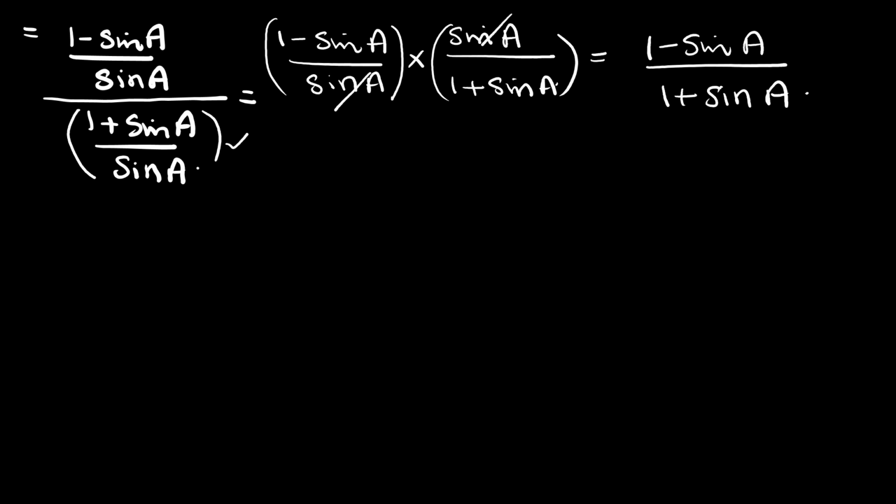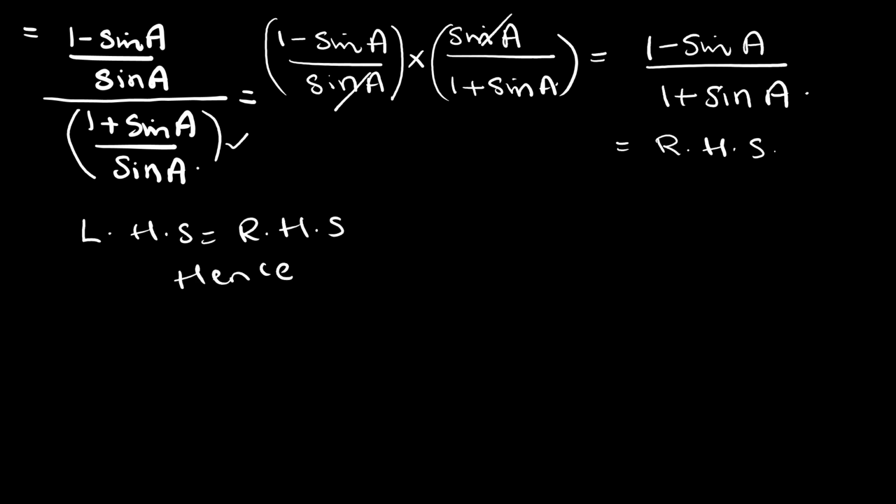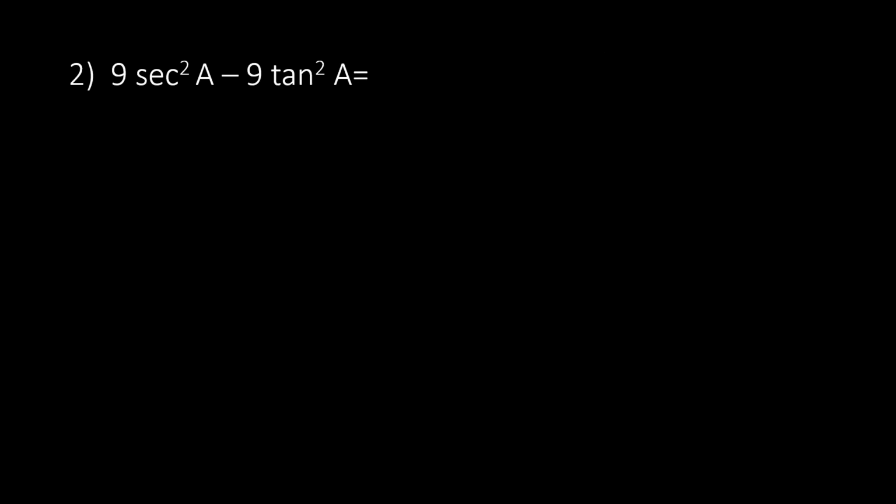So this is the RHS. Now what we got as LHS? LHS also we got as 1 minus sin A by 1 plus sin A. So here we get LHS equal to RHS. Hence proved. Okay. Now we'll see the next question.